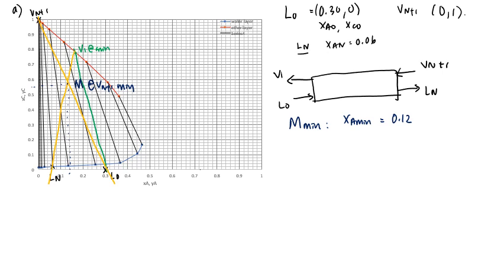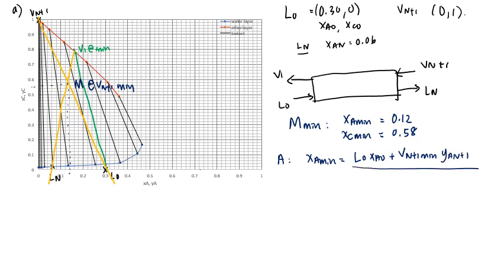So XA at minimum solvent flow rate, if you do it properly, you should get around 0.12. Because I cannot draw a straight line here, but when I do it on paper, I got XA at minimum solvent flow rate is 0.12, and XC at minimum solvent flow rate is 0.58. So from here, we can solve for Vn plus 1 minimum by using material balance.